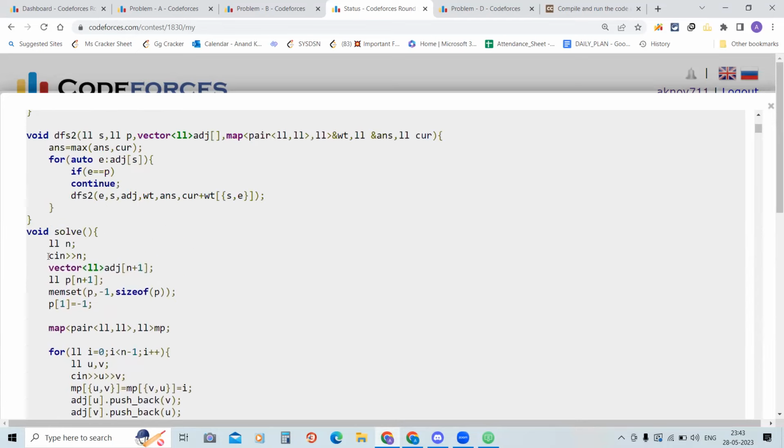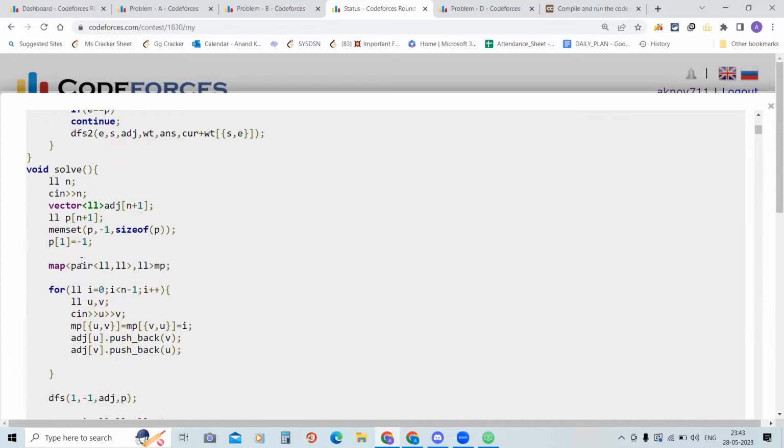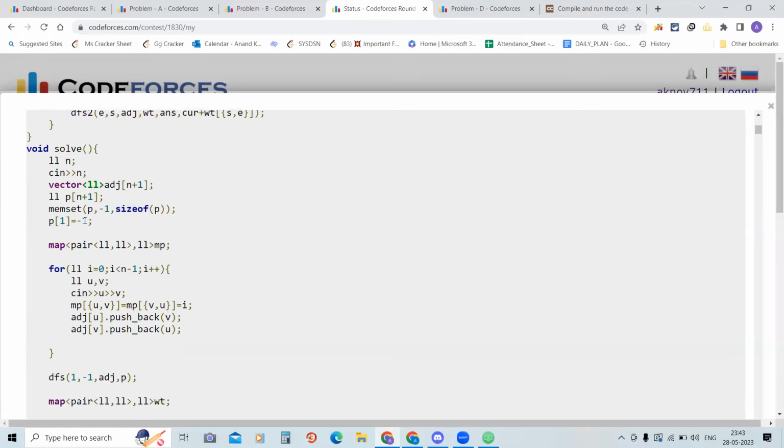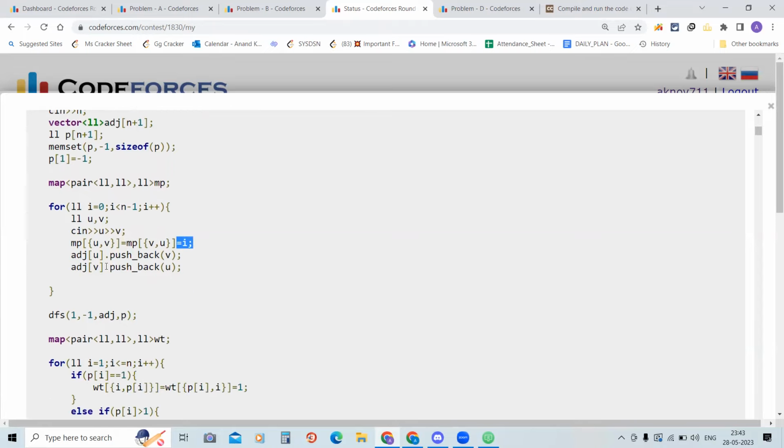So see, the implementation is here. First of all, we are taking the size of this tree, and then I declare a parent array to denote what is the parent of vertex V. Since the tree is rooted at vertex 1, each node will have a unique parent except for 1, whose parent will be -1. So I take the edges UV, and I am also storing at what position this edge is occurring in the edge list. So the position of UV, or you can say VU, is I. So I'm mapping it in a map.